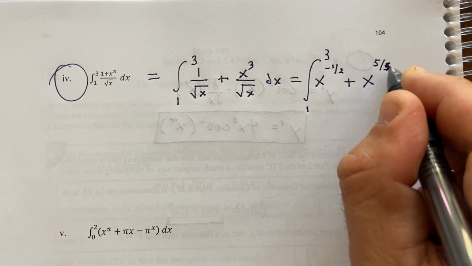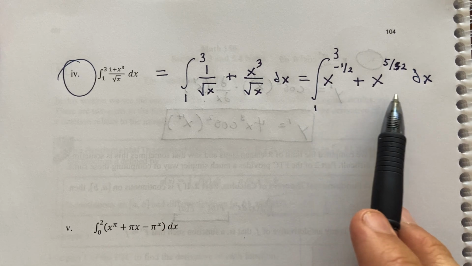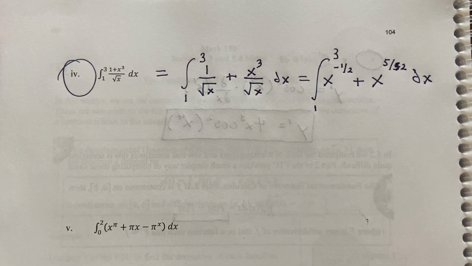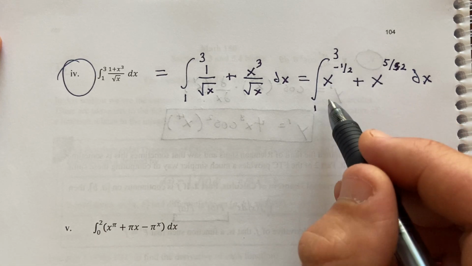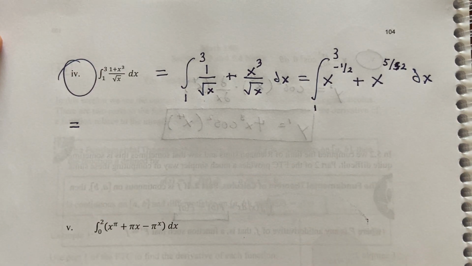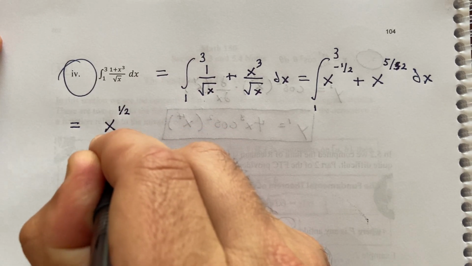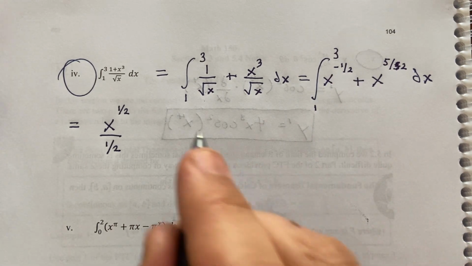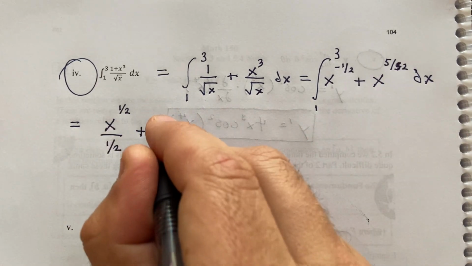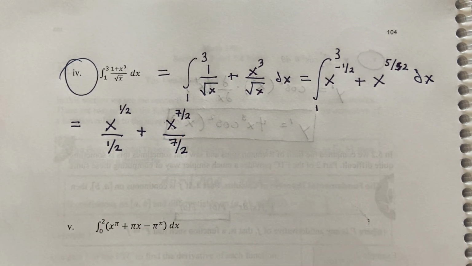And I wrote 5/5, but I meant 5 halves dx. Okay, so antiderivative now. Once you have this written this way, I think it's easier to find these antiderivatives if this is possible. So raise the power by 1, divide by that new power. So this would equal x to the 1/2, and then I'm dividing by that 1/2, right? Raise the power by 1, divide by that new power, plus raise the power by 1, I get x to the 7 halves over 7 halves. Divide by the new power.